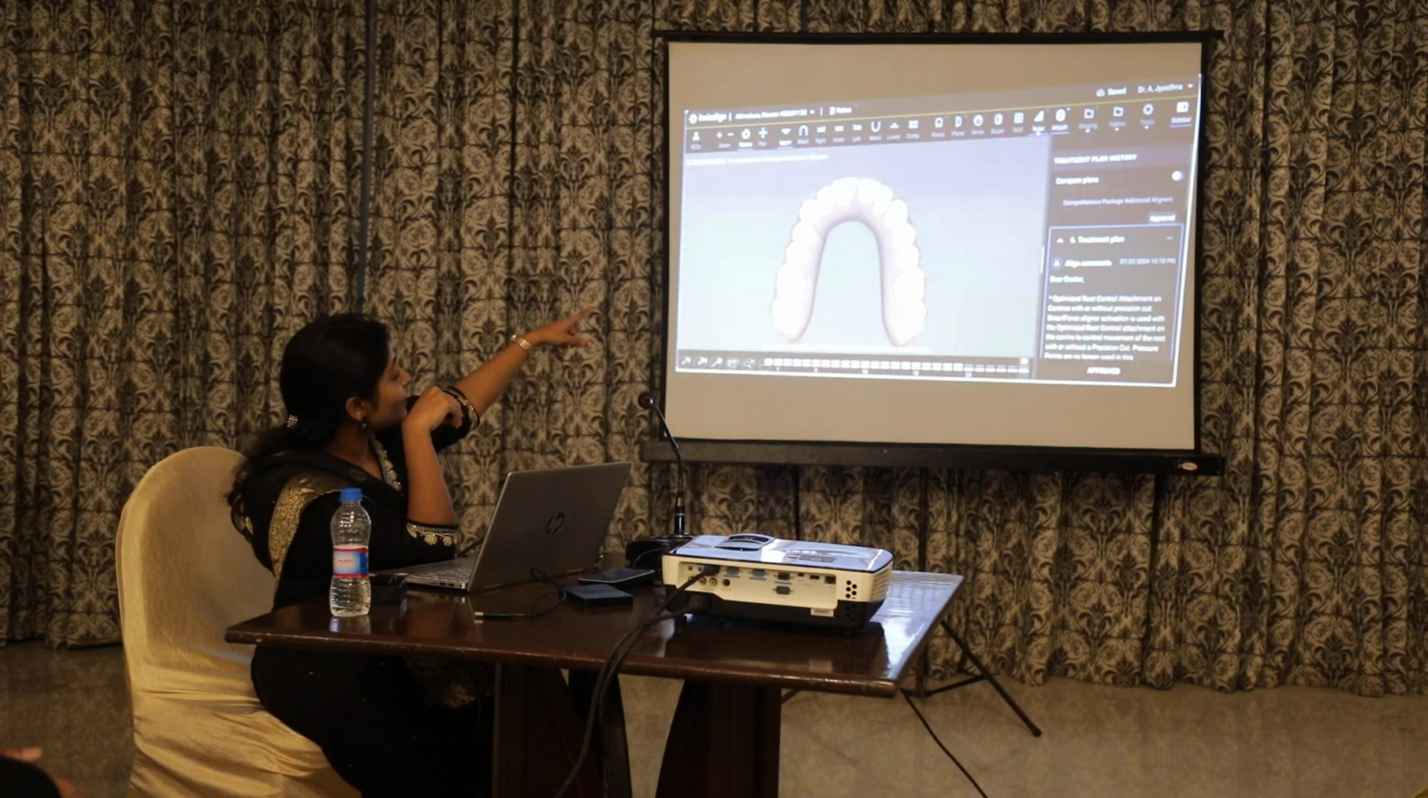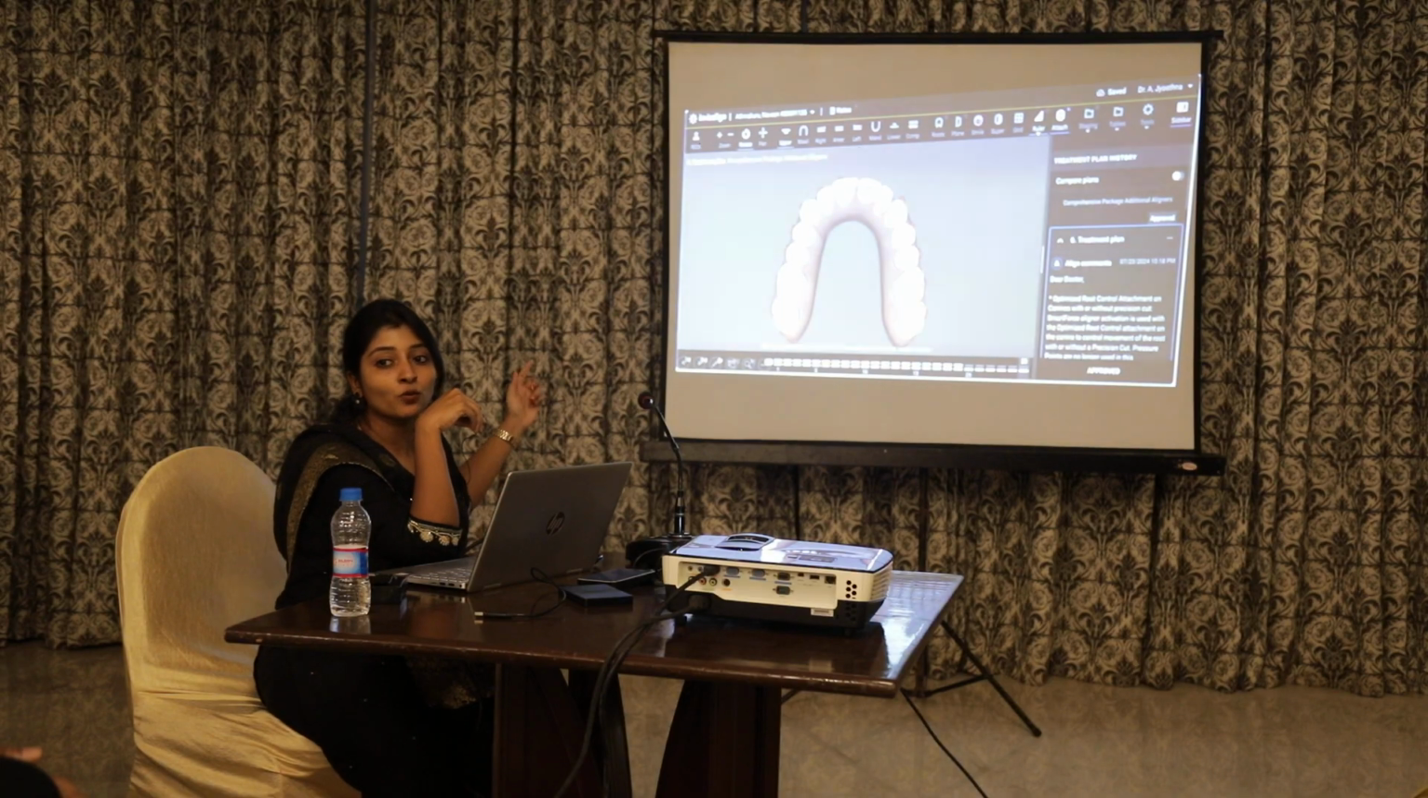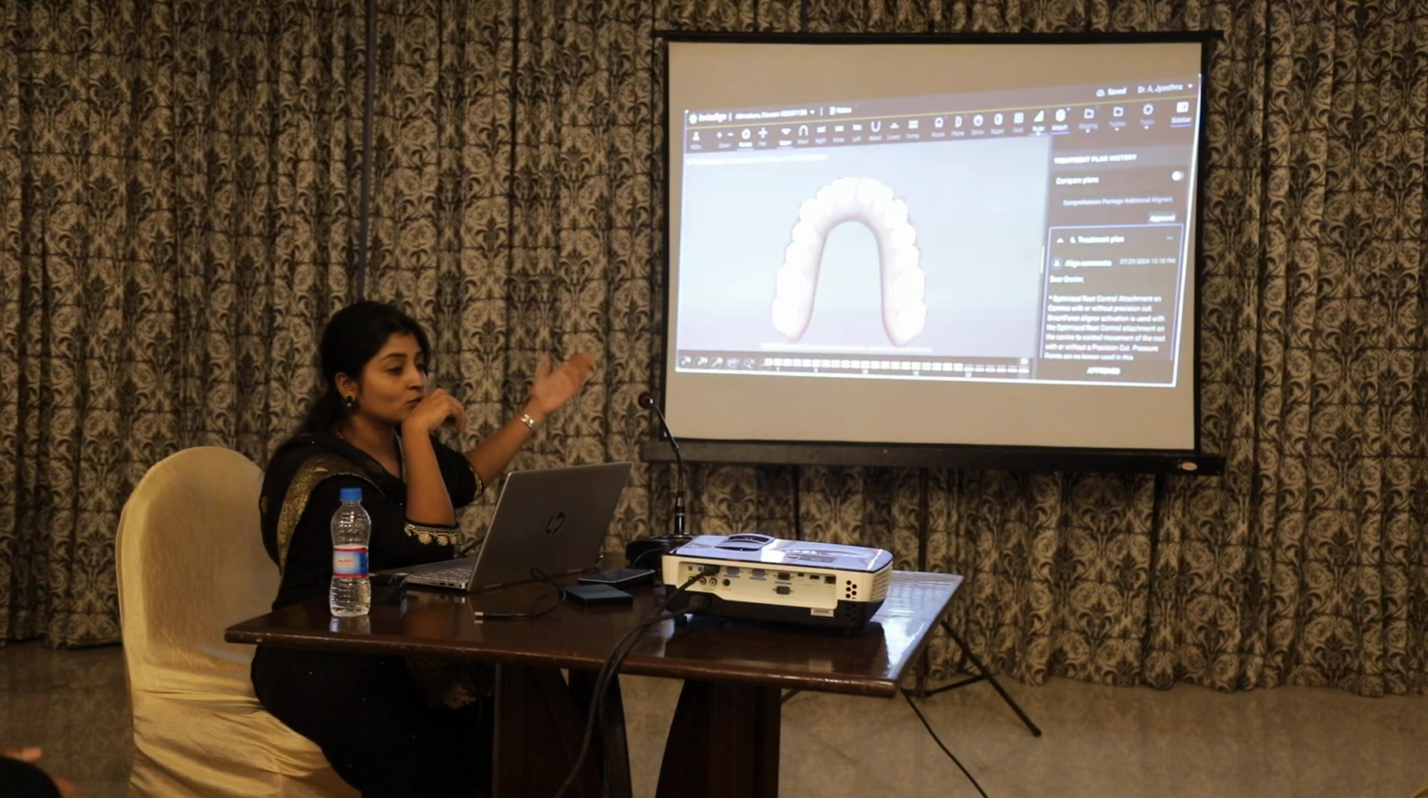And if we see the maxillary arch, the orange colored things are the attachments. So we need to fix those attachments before we give the Invisalign trays to the patient.